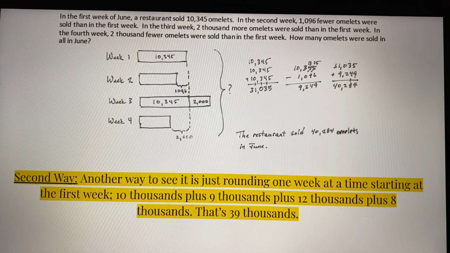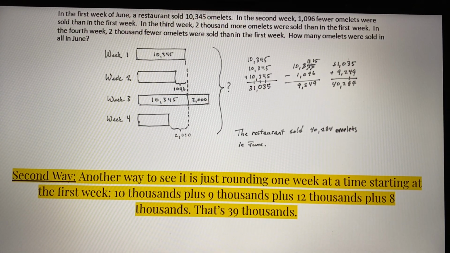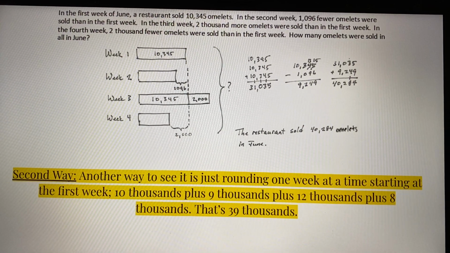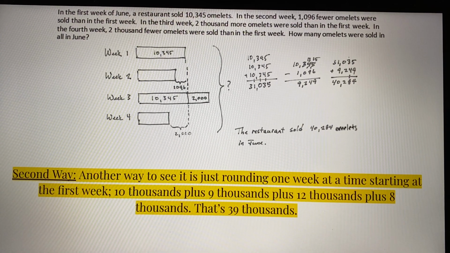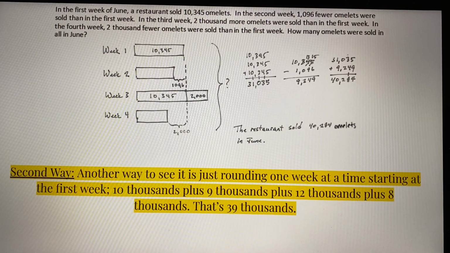Another way to see it is just rounding 1 week at a time, starting at the first week. So 10,000s plus 9,000s plus 12,000s plus 8,000s. That's 39,000. That's pretty close to our answer, too.